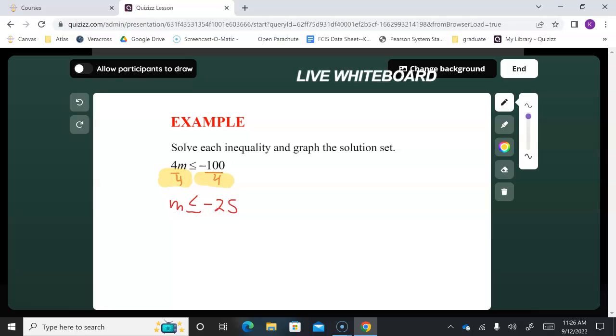What's my interval? Other way. Negative infinity to negative 25 with the bracket. So the larger number is last. The lowest value in the solution set, since m is less than or equal to negative 25 and it's all numbers over here, the lowest possible number that I can get is negative infinity. It's all the way up to negative 25. Okay? Inequality, interval, graph. Alright?